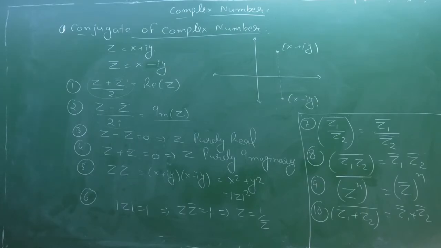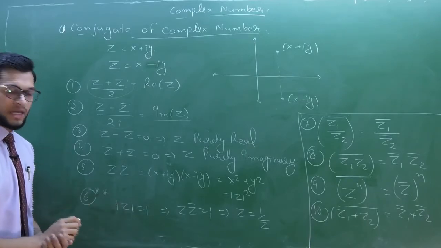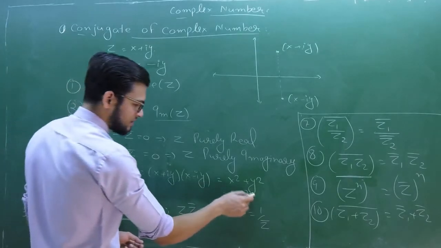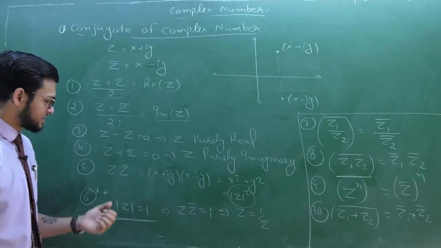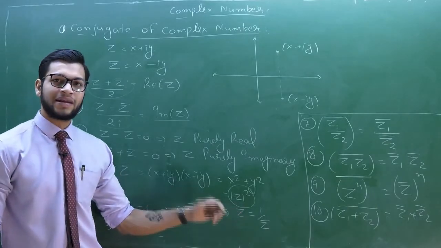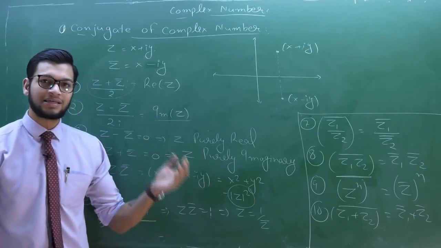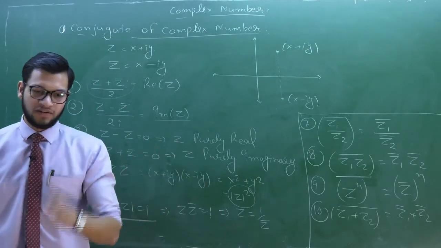The sixth one is a very important property. If mod of z is equal to 1, it means this term will be equal to 1, and 1 square is also equal to 1. Then we can clearly say that z multiplied by conjugate of z is equal to 1. Now we can conclude that z will be 1 upon conjugate of z, or conjugate of z will be 1 upon z.